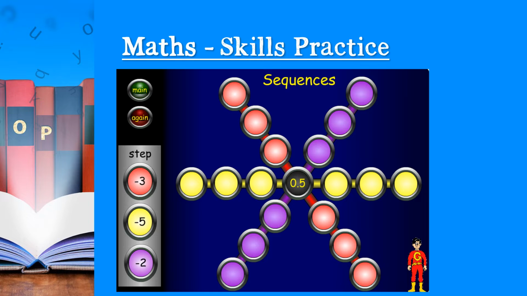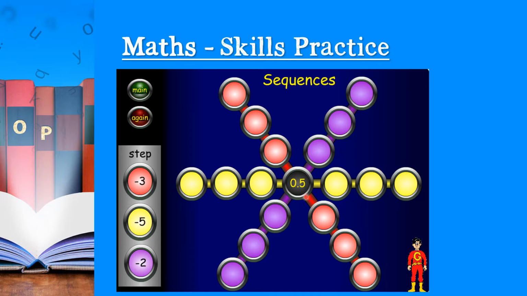And now we're going to do some maths today. For your skills practice today, we're going to look at counting in decimal numbers. The way that this works, we've got 0.5 in the middle there. And if we look on the red line, we're going to take away 3. So you start here with 0.5, you're going to take away 3, take away 3, take away 3.